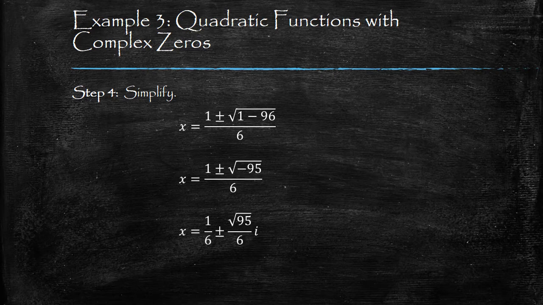and then i. Alright? The only other thing I did here is I separated these, so I gave the 1 its own denominator, square root of 95, because the i only goes with this part, not the whole thing. That's why I separated it. Okay?